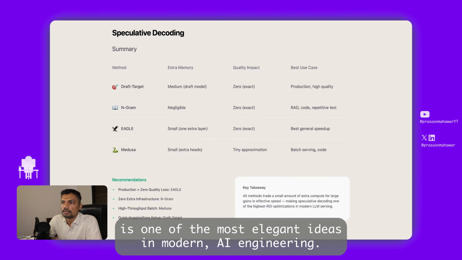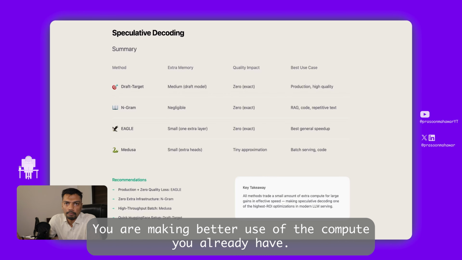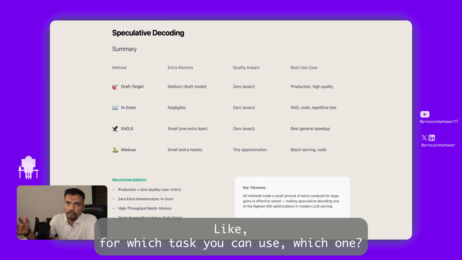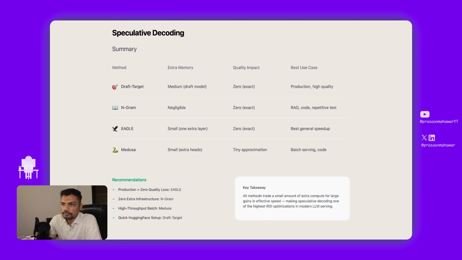Speculative decoding is one of the most elegant ideas in modern AI engineering. You are not just making the model faster, you are making better use of the compute you already have. So all 4 methods are in production use today, as I discussed, for which task you can use which one. And Eagle is state of the art, and ngram is free.